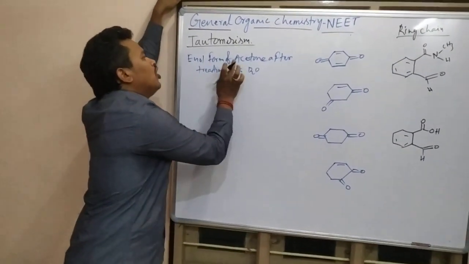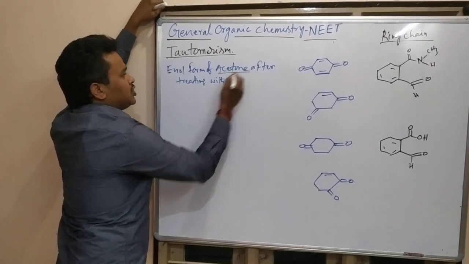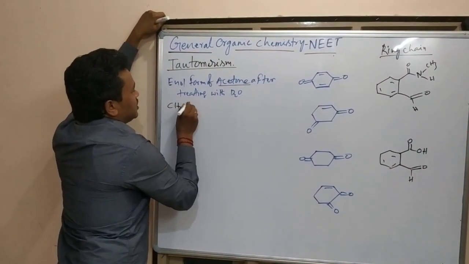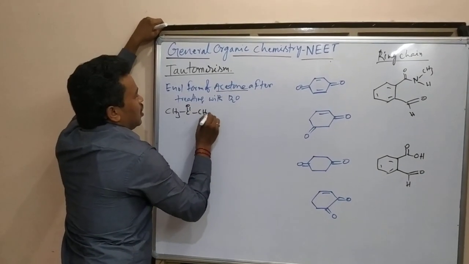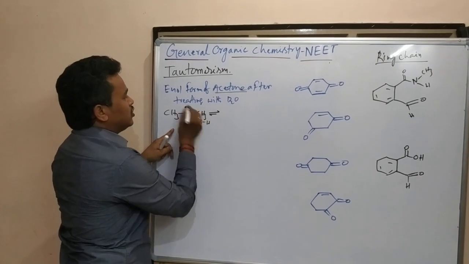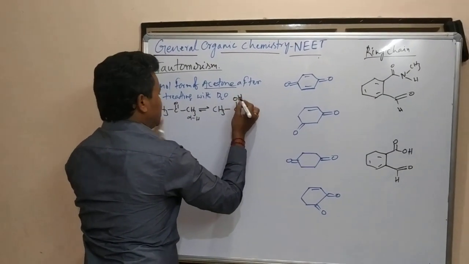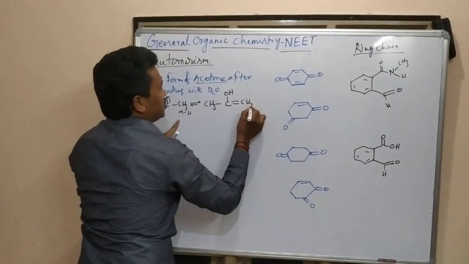Here, the enol form of acetone after treating with the ketone. First of all, this is acetone, CH3 C double bond O CH3. We know how to write the enol form. The alpha hydrogen is going to jump here. I am writing here CH3 C OH, and this side double bond CH2.